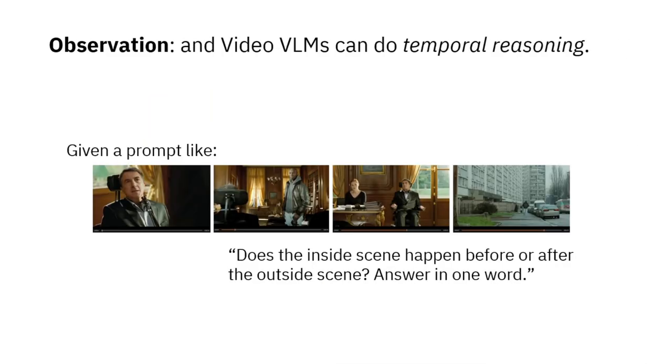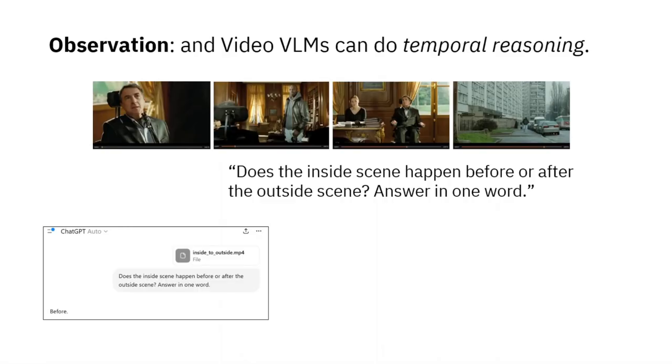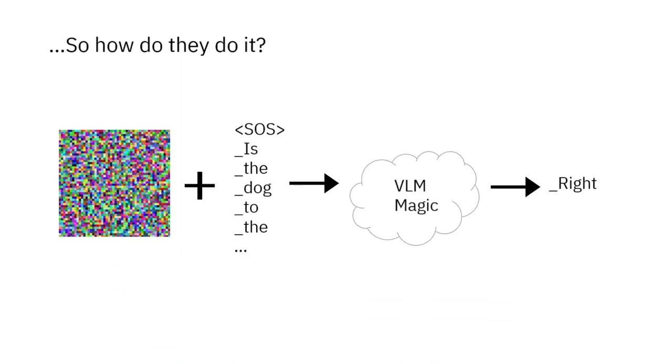Similarly, video models exhibit ability to do simple temporal reasoning. So given a video and a query like this, all video VLMs tested can answer correctly. So how do they do it? One could ask the question at a data level or architectural level, but we are specifically interested in the representation space. How do we go from raw pixels and tokens to some intermediate representations, which then yield the correct token answer?